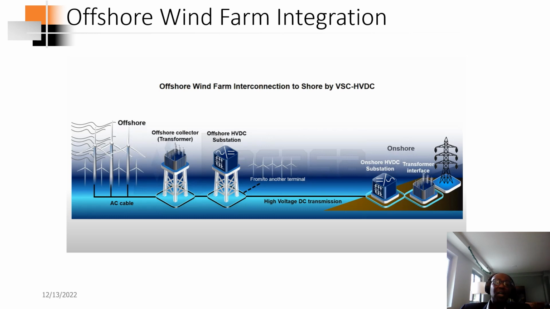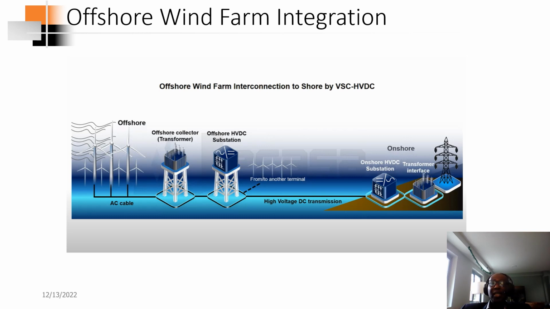Then basically you have an AC cable from there to the offshore collection point, and the transformer that steps it up to an AC export transmission system. Then it goes to the offshore HVDC substation, and this is where the switchgear and also the converters are located. The offshore converter is located there. Then from here is the DC side, so you have the DC transmission cable, positive and negative, and that goes to the onshore HVDC MMC converter.